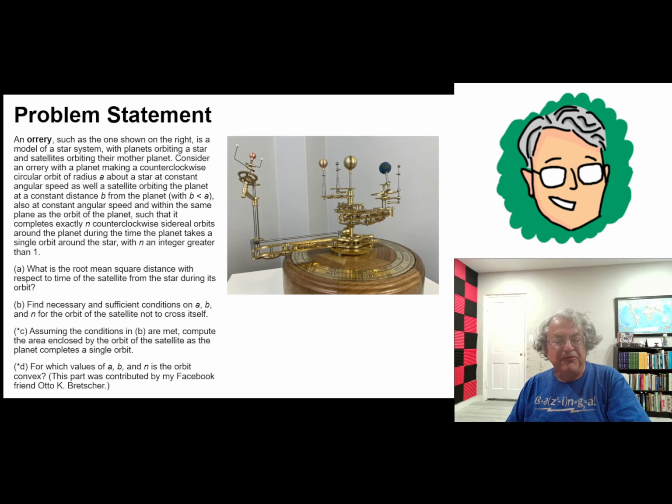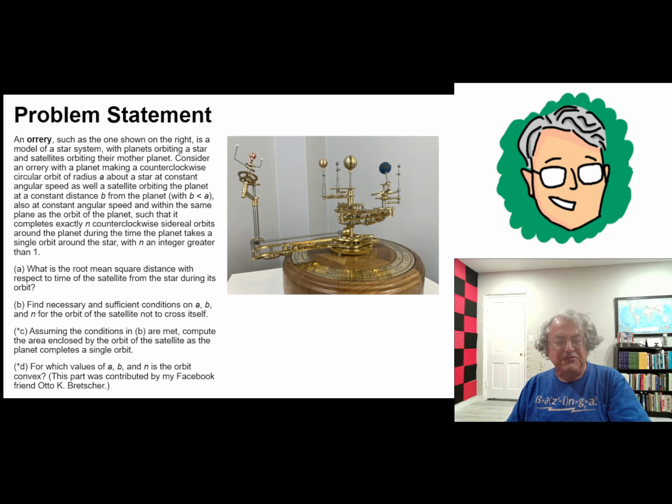So for part A, I'm asking for the root mean squared distance with respect to time of the satellite from the star during its orbit. I had to change this. The original statement I probably asked for the mean distance. Turns out the mean distance is an elliptic integral, which is very difficult to calculate. So I changed the statement of the problem. Root mean squared turns out to be easy to calculate.